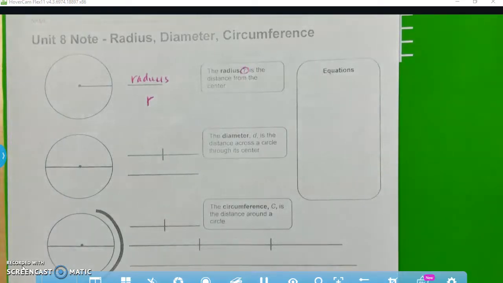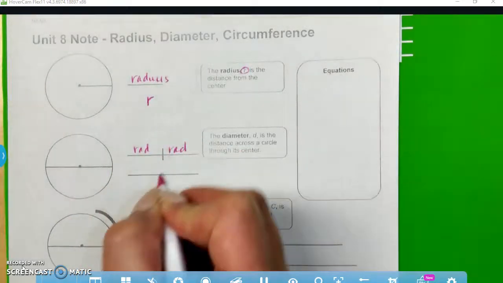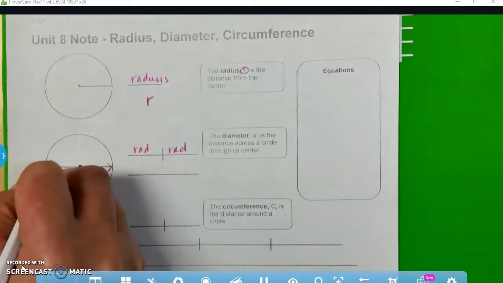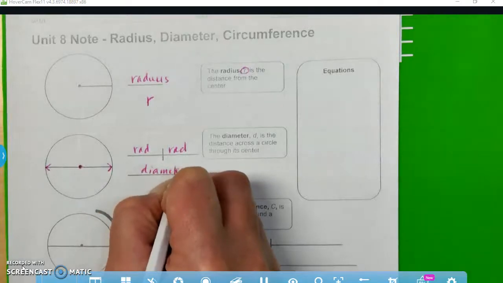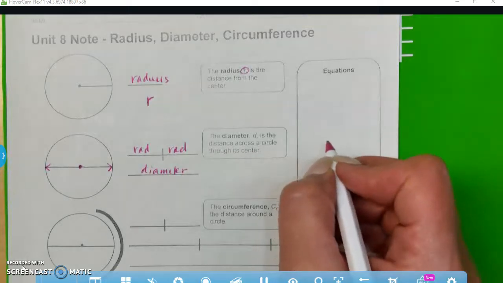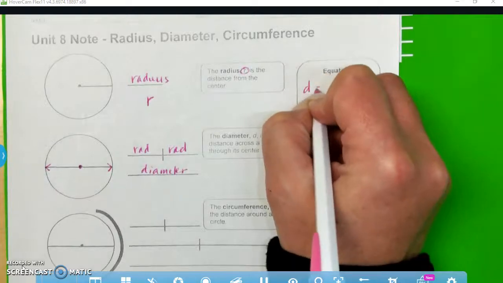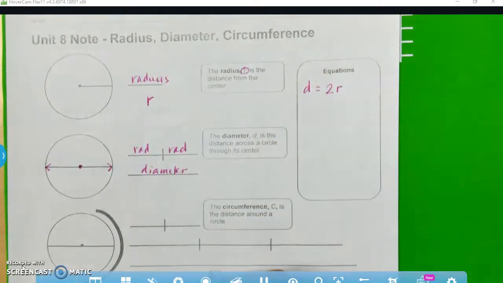Then we have a diameter. Diameter is the distance across the circle. And I'm just going to abbreviate here, it does take two radius measurements. So this is the first one, and this is the second one. Altogether, they're going to make diameter. So it takes two radius values to make diameter. This relationship is really important because we have to know how these two are related. So what I just said is diameter is two measures of radius.